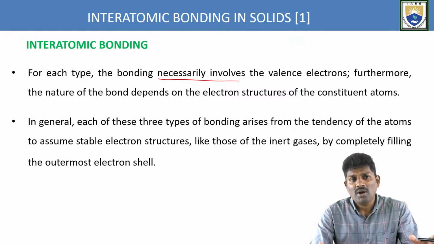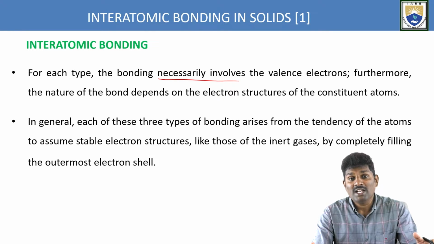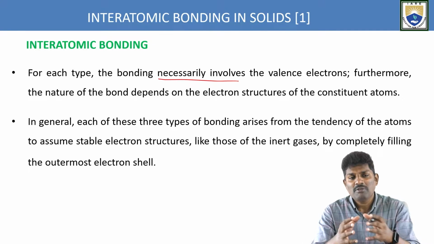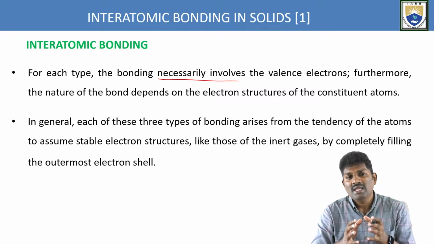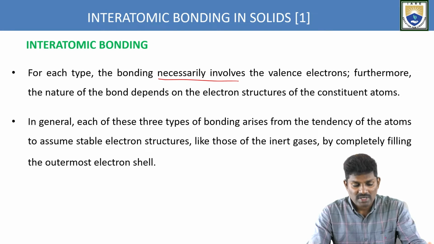So what type of bond you have will completely depend upon the electronic structure of the constituent atom, whatever atom we are taking. The type of bonding completely depends upon the atomic structure or the electronic structure. So in general, what happens here?